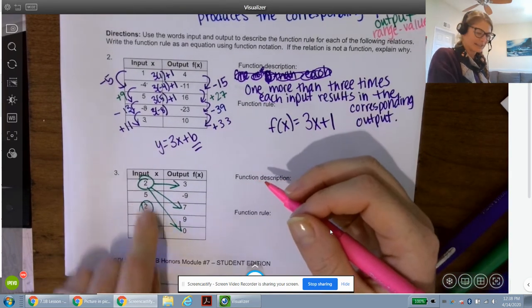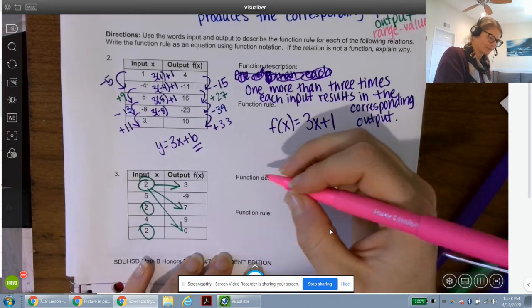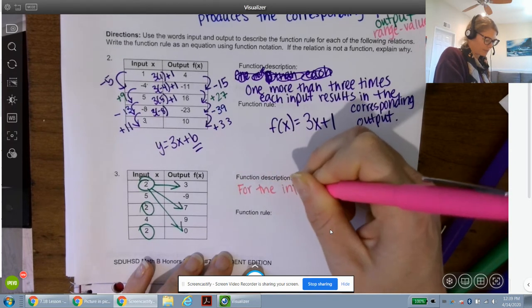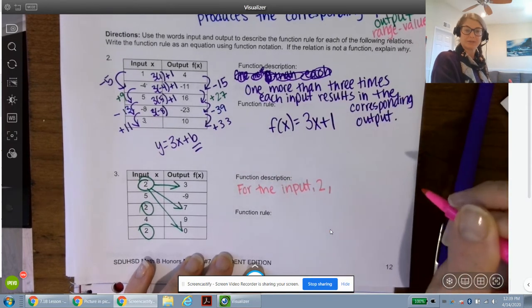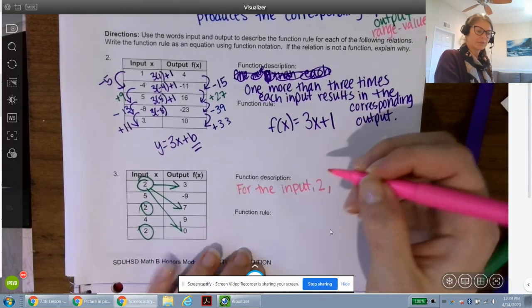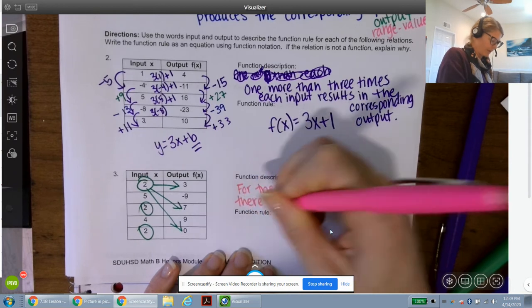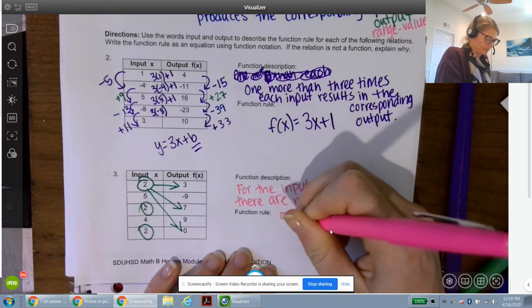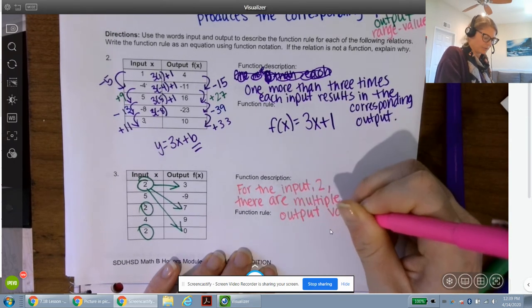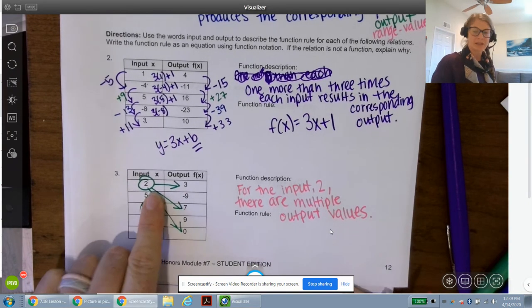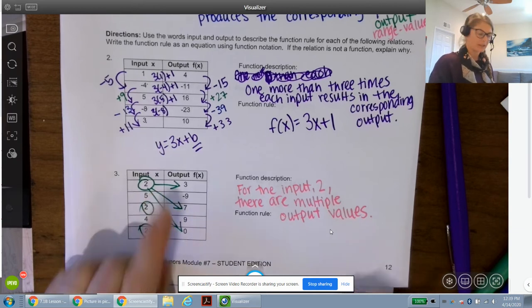Okay, so here, this is not a function. So we're going to write this. Function description for the input 2, because we want to be as specific as possible. We don't want to just give the same generic answer all the time. For each input, there is not a unique output. For the input 2, there are multiple output values. You cannot determine the output given the input of 2. Okay, let's continue.